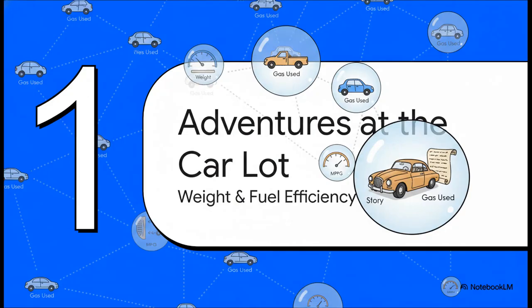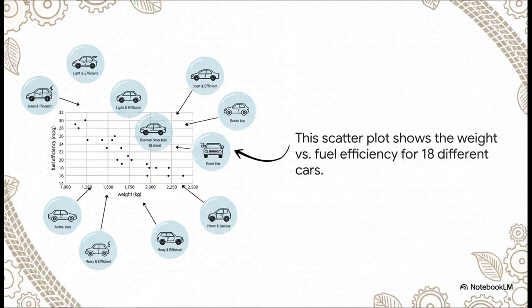Okay, now that we know how one dot tells a story, let's go somewhere with a lot of stories. Welcome to the car lot. Every single dot you're about to see represents a different car, each with its own tale of weight and fuel efficiency. So here's the whole lot. We've got 18 different cars here. Now look at the axes. Along the bottom, you've got the car's weight in kilograms, and up the side, you have its fuel efficiency in miles per gallon. Every single point is a specific car's story.